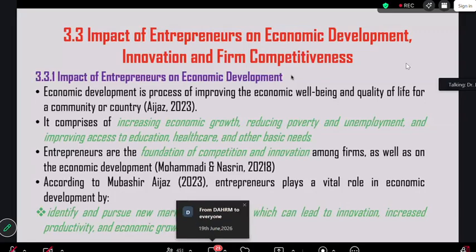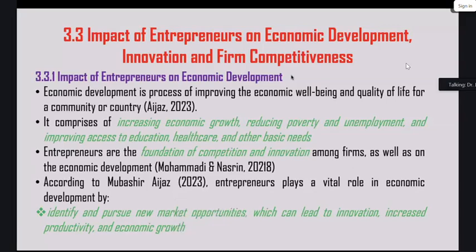So economic development always comprises increased economic growth, reducing poverty and unemployment, as well as improving access to education, healthcare, and other basic needs. And we know that entrepreneurs are the foundation of competition and innovation among firms. That means these entrepreneurs always play a big role in economic development in general. According to Mubashir and Al-Jazz 2023, entrepreneurs play a pivotal role in economic development.